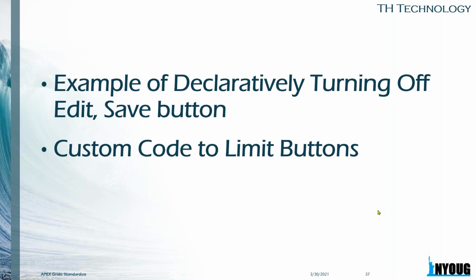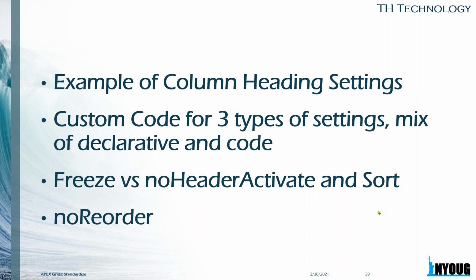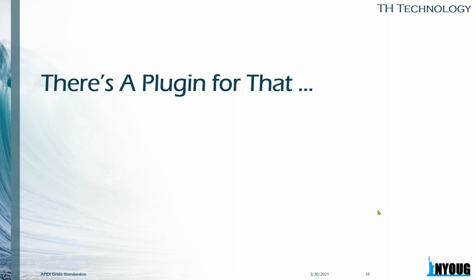I gave you code to limit buttons, turn things off, and this is just a reminder. There is no declarative way to turn off that freeze button. You have to do the no header activate if you want to get rid of that. What does freeze do? It freezes all columns to the left. So if I click a column way over on the right, everything to the left is going to freeze. Works just like an Excel spreadsheet in that respect.